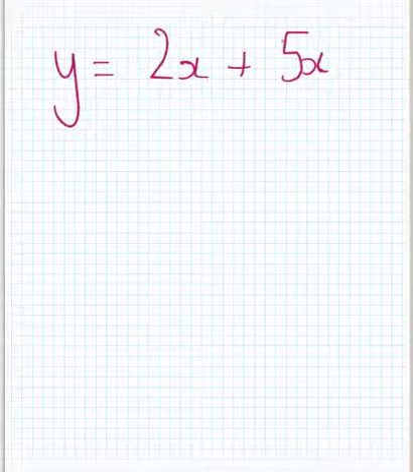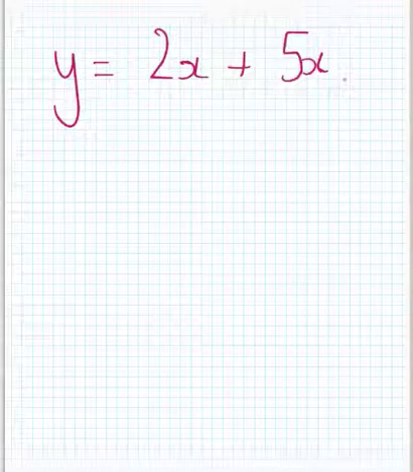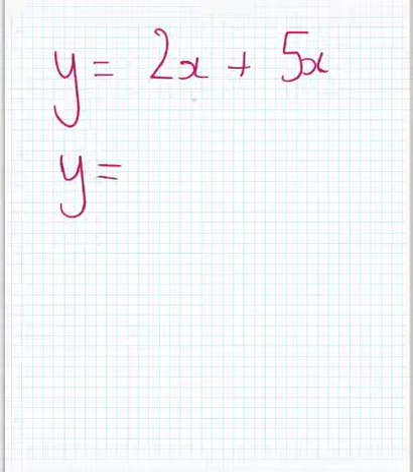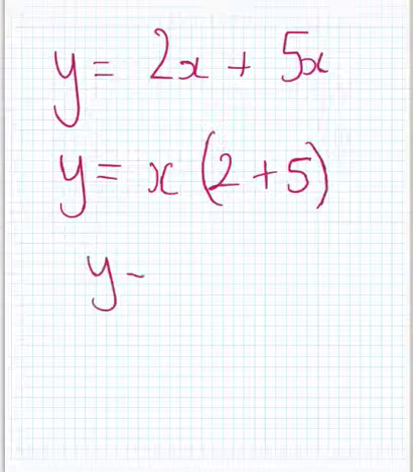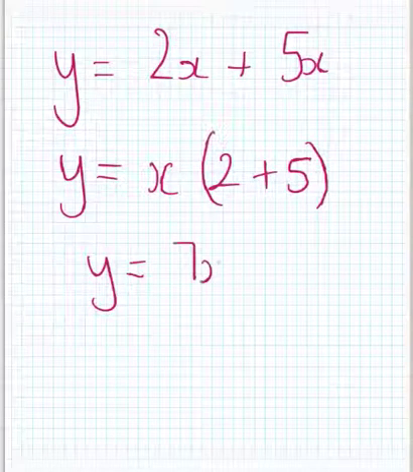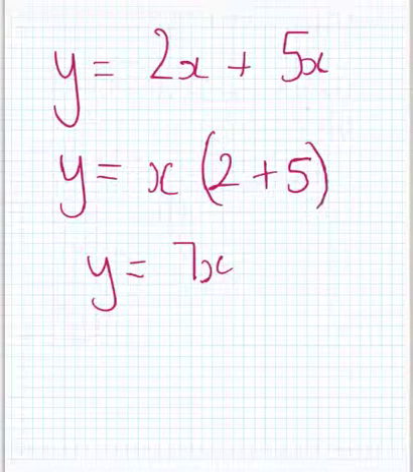Now, if you notice, once you factorize this isn't a quadratic equation, but all I've asked you to do is to factorize it. And what you should have done is, well, take out the x as a factor, and we end up with 2 plus 5, and of course, 2 plus 5 is 7. So we end up with 7x. Now, I should have given you an example that was a quadratic, so I'll do that now.